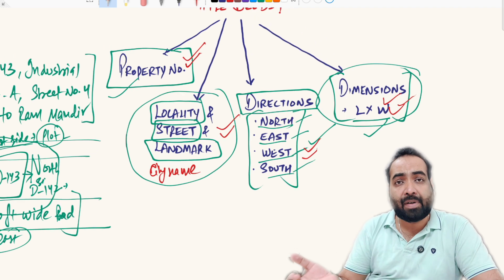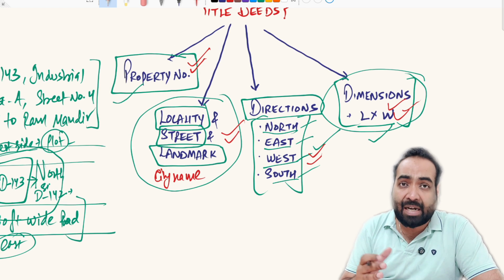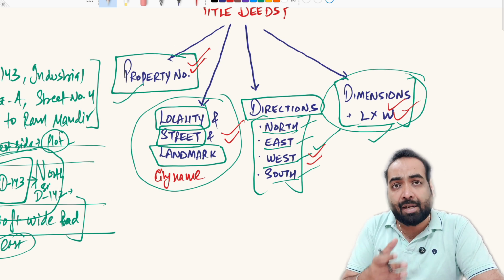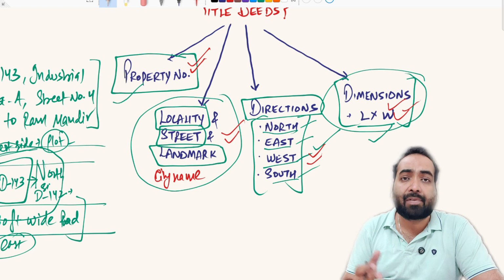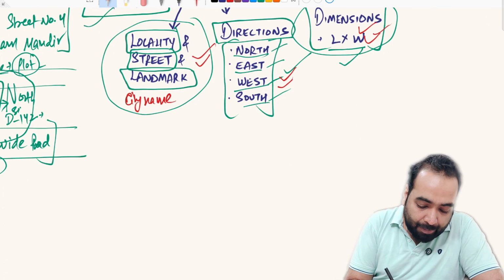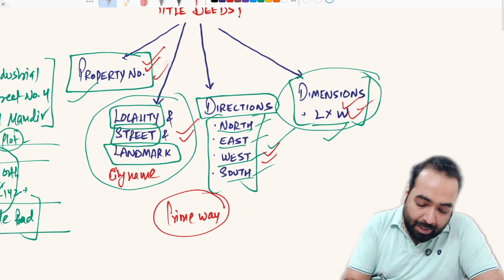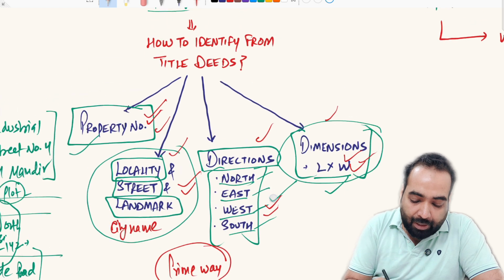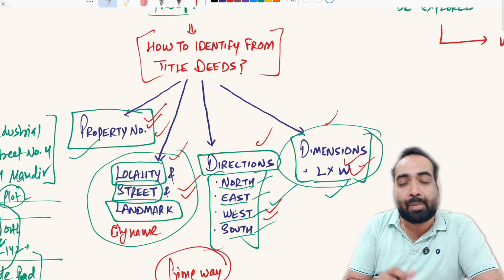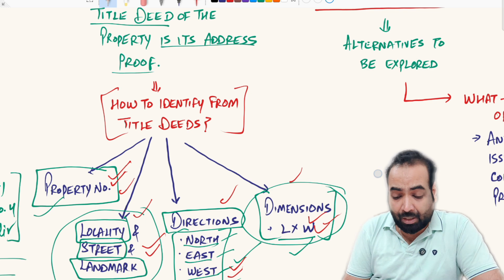And if in future we decide to take a loan on this property, then the bank finds it easy to identify our property and gives us the loan, right? So this is the prime way to identify the property. And if your property is getting identified only through the title deed, then you should be more than happy, right? But this is not the actual case.